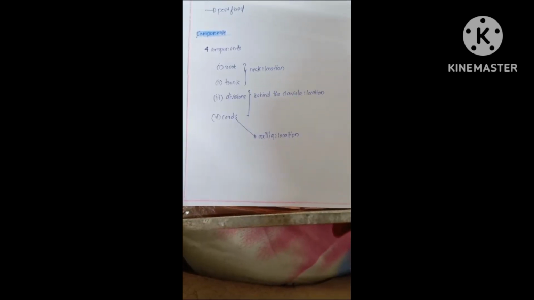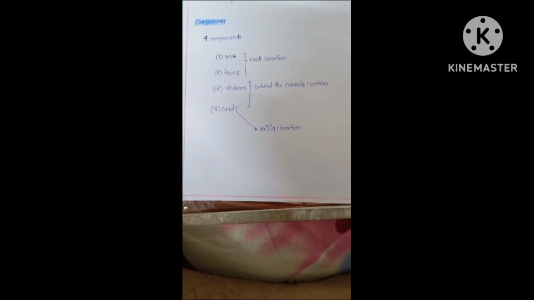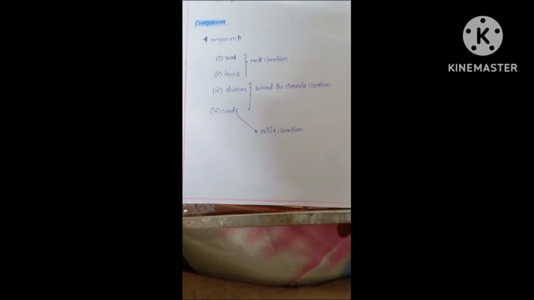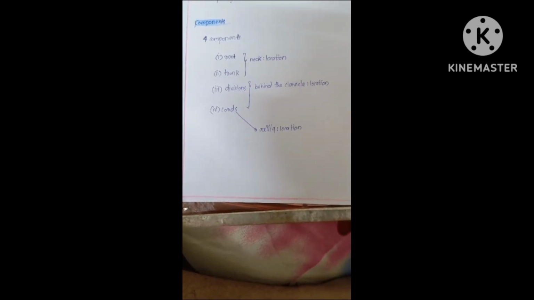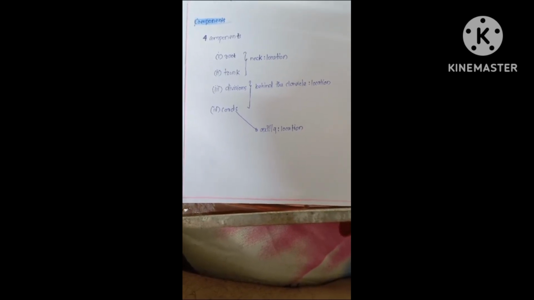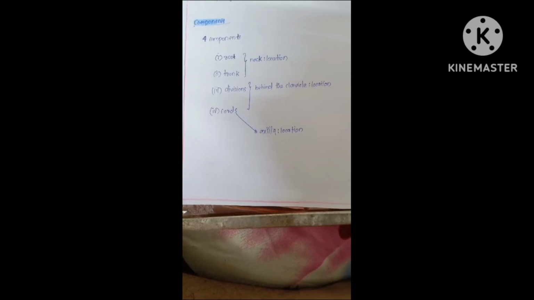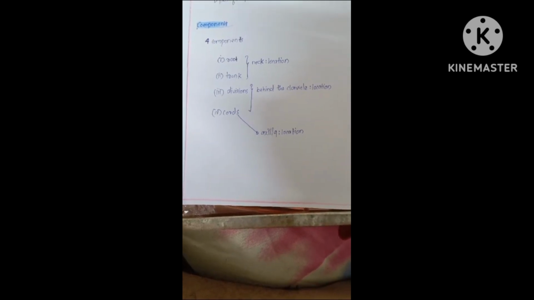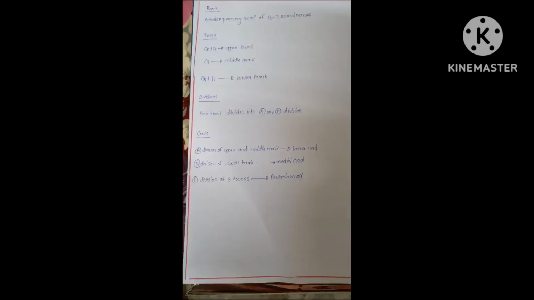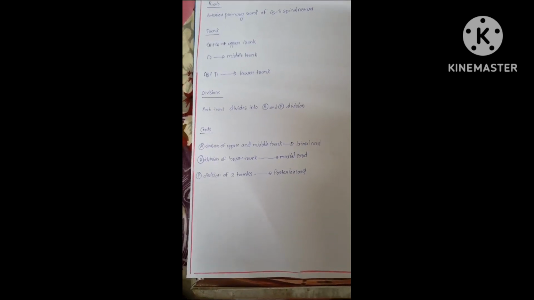Coming to the components, there are 4 components for a brachial plexus, which include root, trunk, divisions and cords. The root and trunk are located in the neck, division is located behind the clavicle, and cords are located in the axilla. Coming to detail of the root, trunk, division, cords.